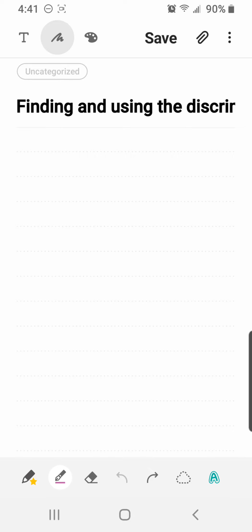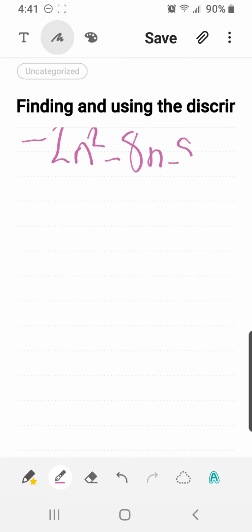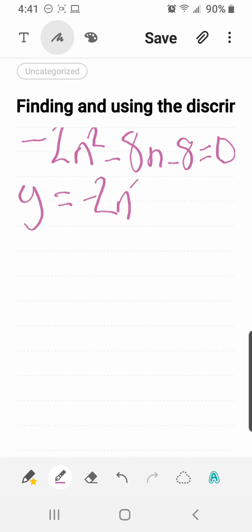problem, which is -2n squared minus 8n minus 8 equals 0. And you might see it two different ways. You might also see an equation where it has y equals -2n squared minus 8n minus 8. Either way is the same. Una manera u otra es igualito.